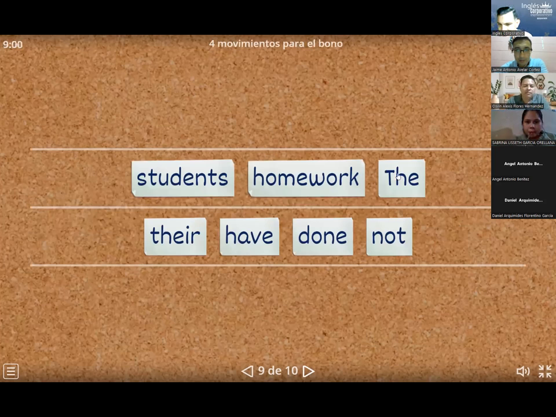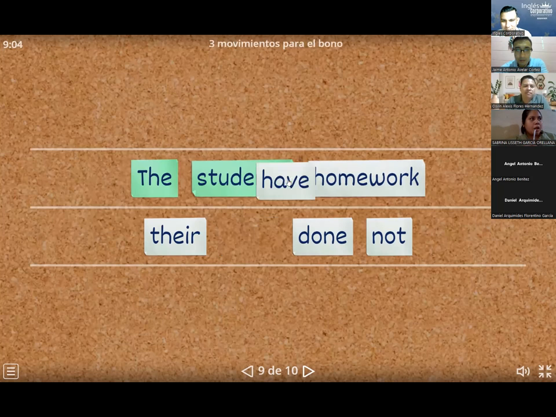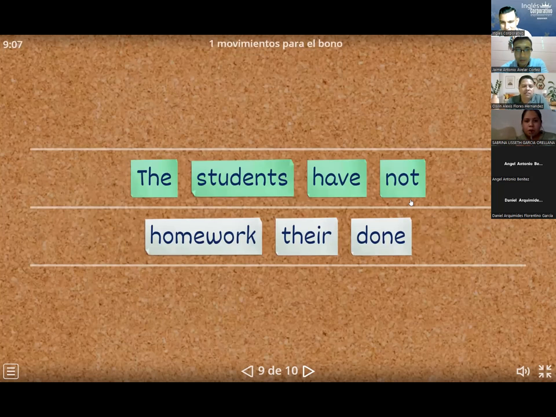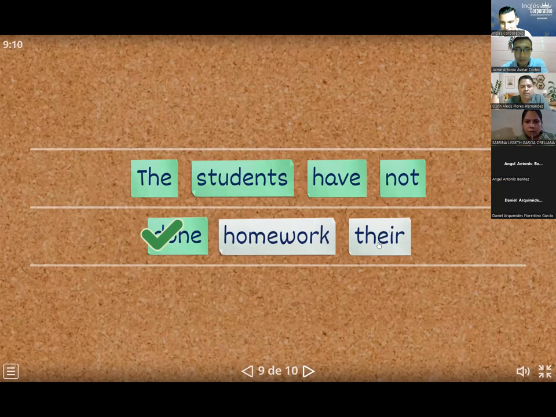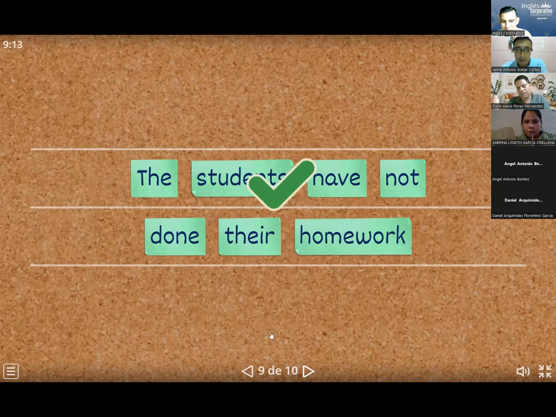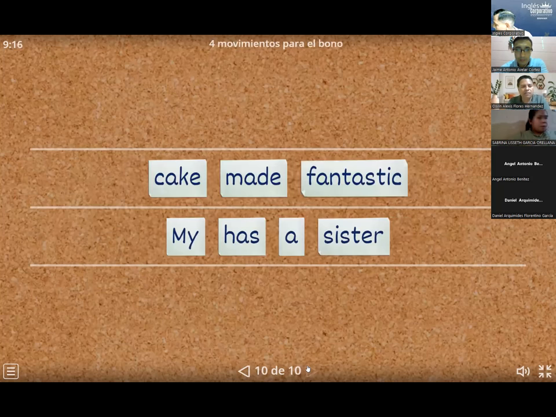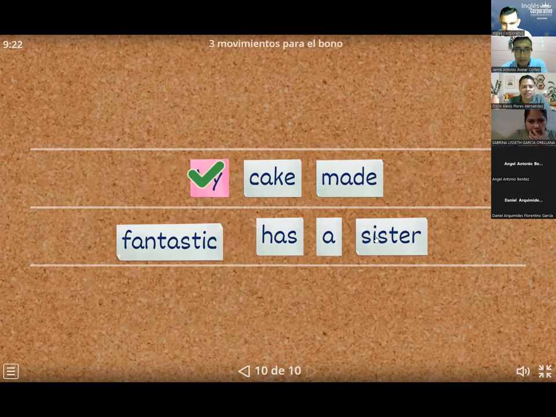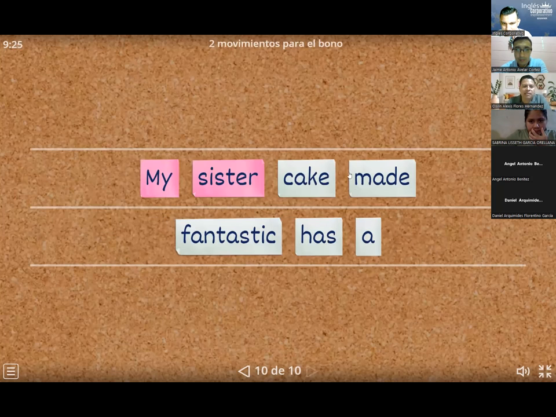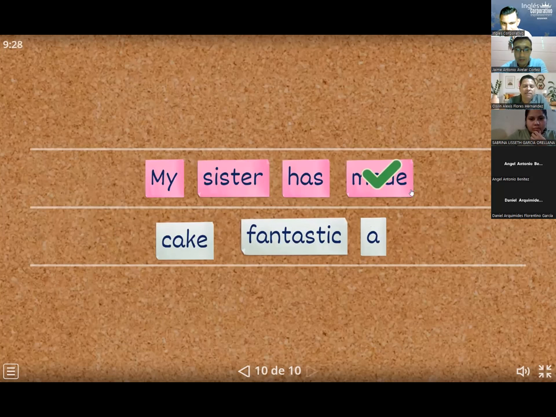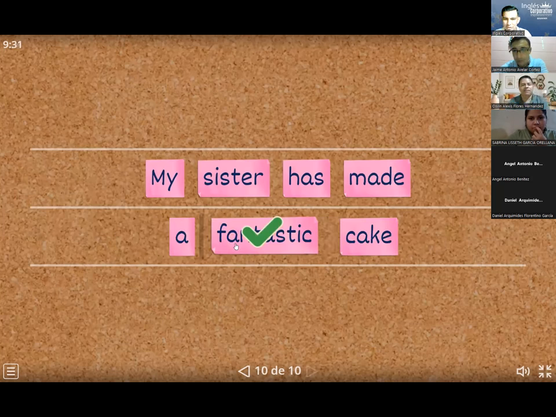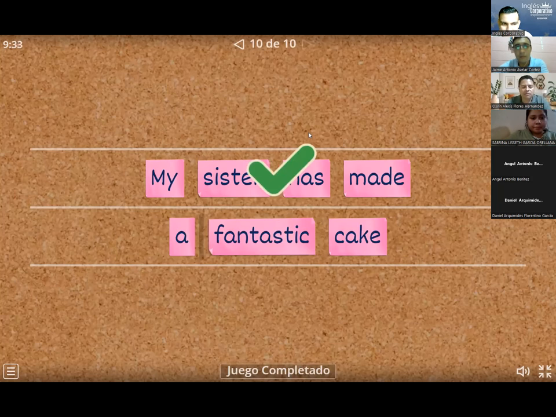Nine. The students haven't done their homework. And the last one. My sister has made a fantastic cake. Good. Okay, excellent job. Very good. We finished. Excellent job.